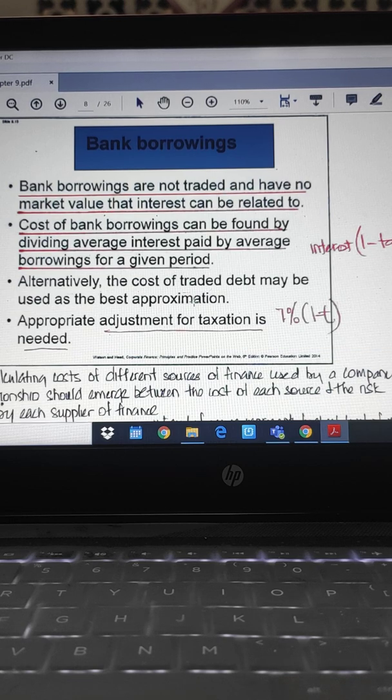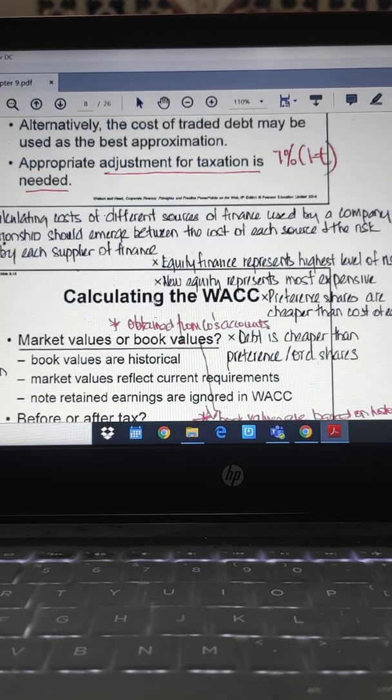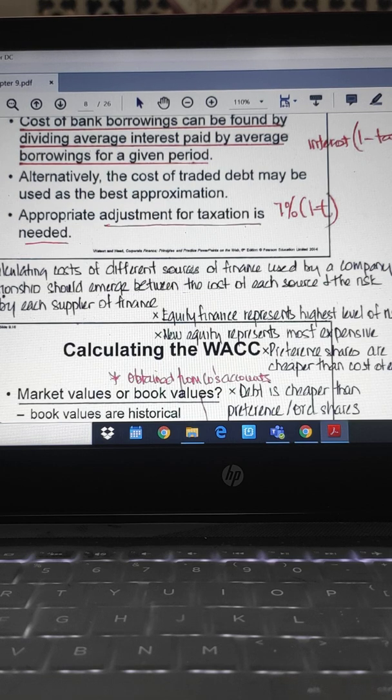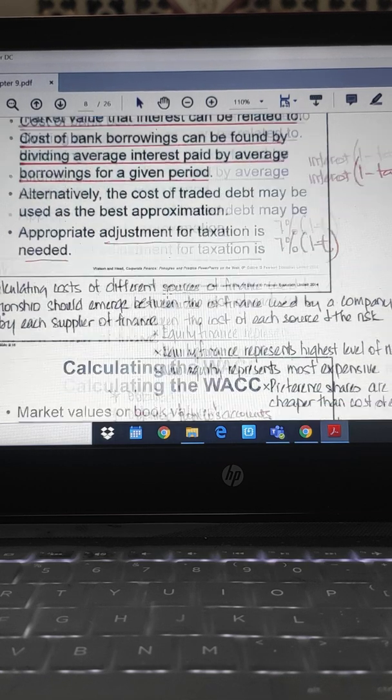Please pay particular attention to the 5 different sources of finance, and I will repeat them. The cost of equity finance, made up of ordinary shares, retained earnings, preference shares, and the cost of debt finance, made up of redeemable bonds, irredeemable bonds, convertible bonds, and bank borrowings.